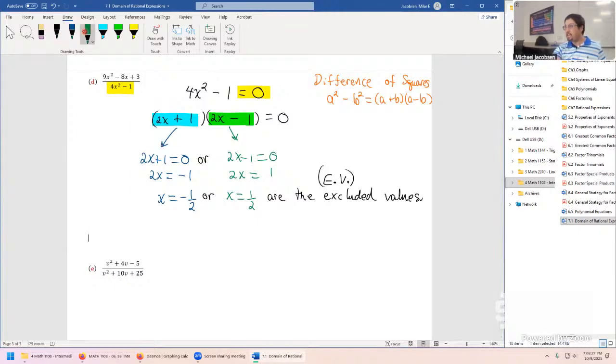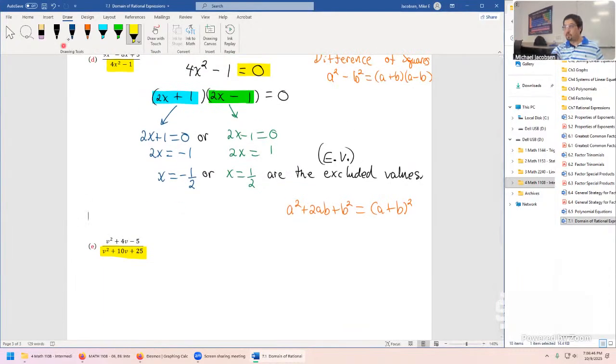If you look at this one really carefully, this one appears to be a perfect square polynomial. The pattern for that is a squared plus 2ab plus b squared is a plus b squared. So same exact mantra. Take the denominator, set it to 0, and solve. v squared plus 10v plus 25 is now set to 0.